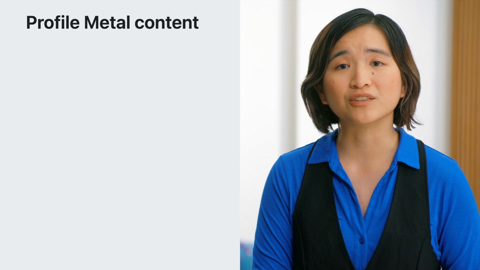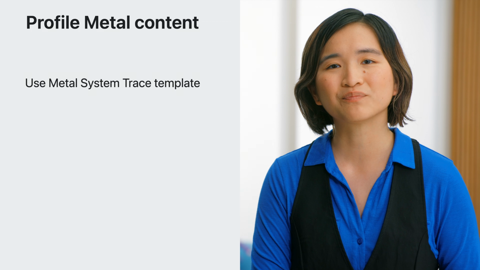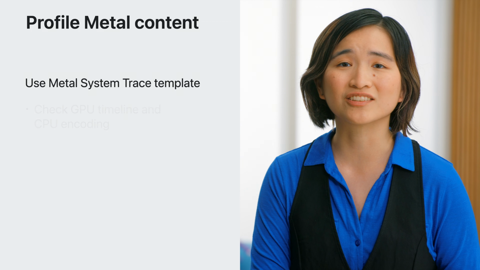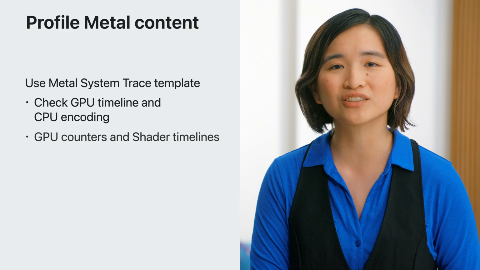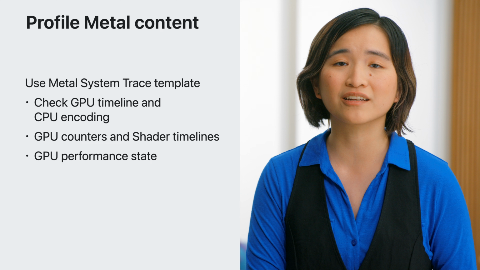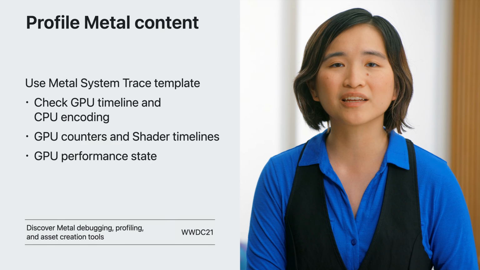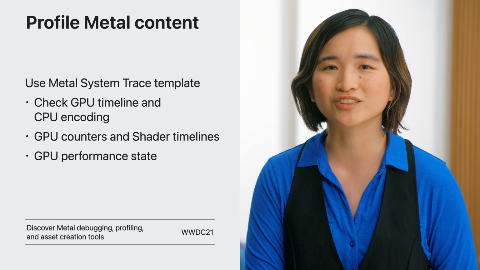If you're using Metal in your app, the most useful tool will be the Metal System Trace template in Instruments. This template has key metrics such as the GPU timeline, GPU counters, and GPU performance state. To learn more about this template and other tools for profiling metal content, check out the session, Discover Metal Debugging, Profiling, and Asset Creation Tools.